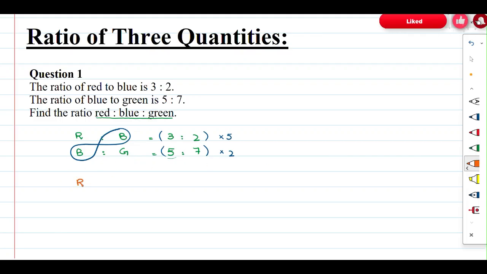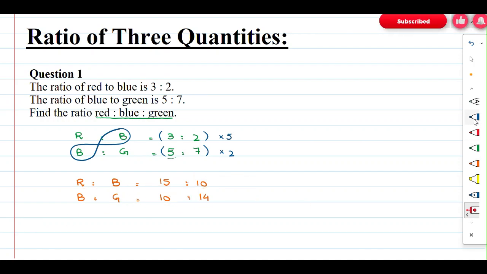So red, blue, blue, and green. 3 times 5 is 15, 2 times 5 is 10, 5 times 2 is 10, 2 times 7 is 14. Now you can see this is the common one, which is blue, and this is also the common one, so we have made both of them the same. Now the ratio for blue is 10, for red it's 15, and for green it is 14.